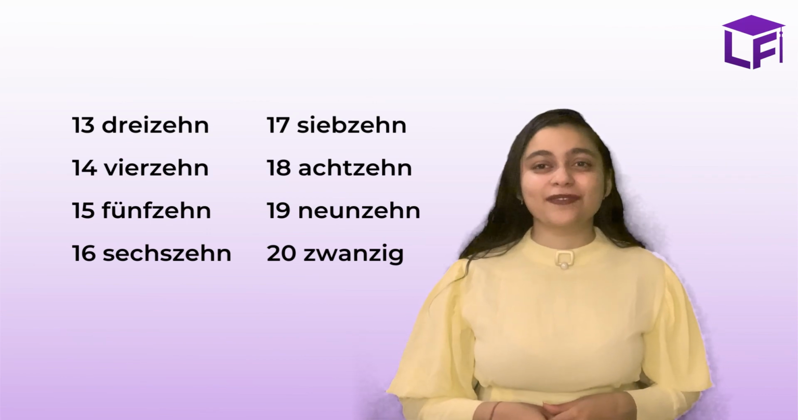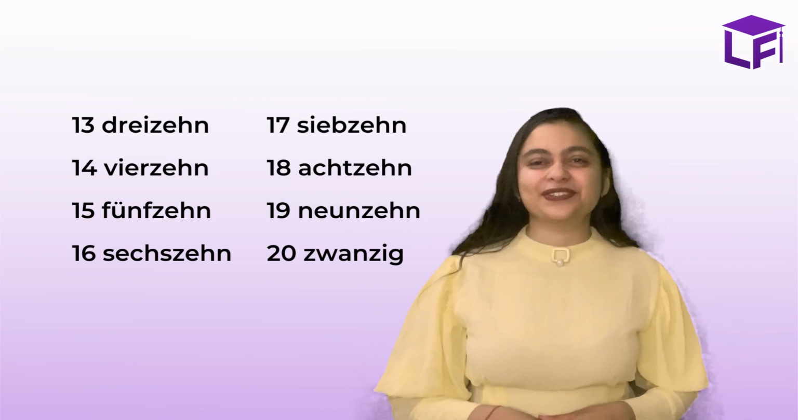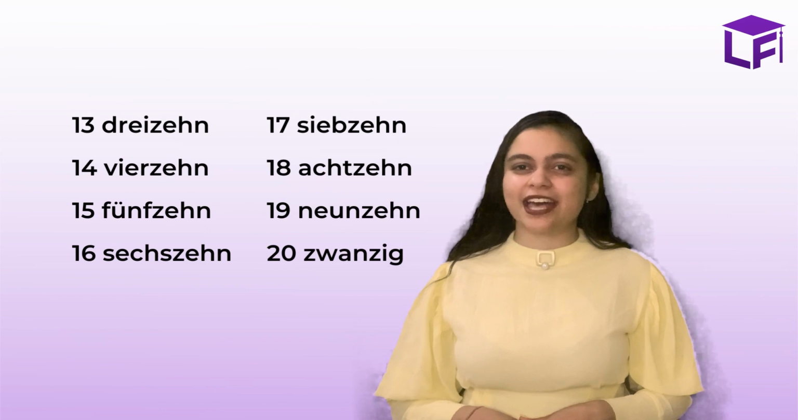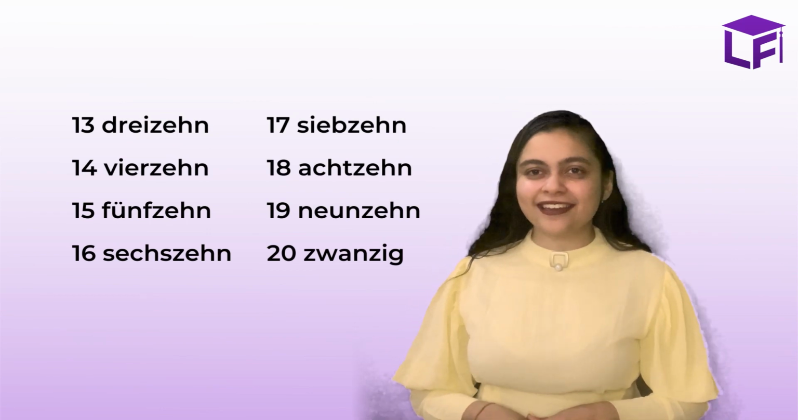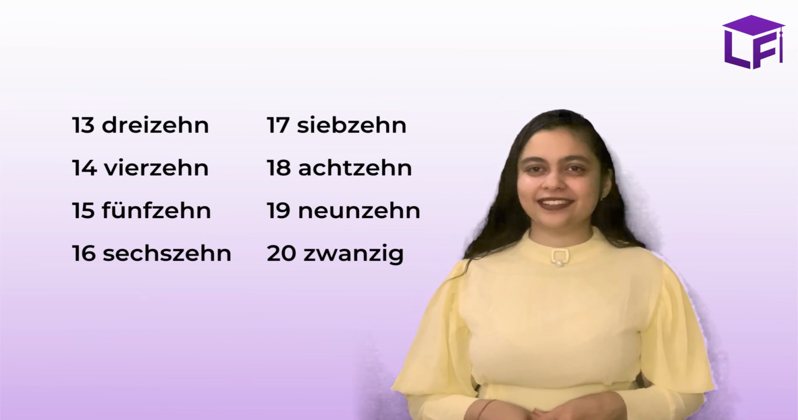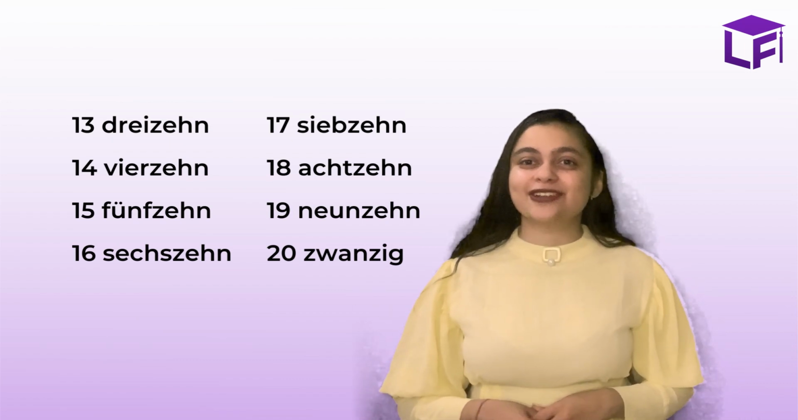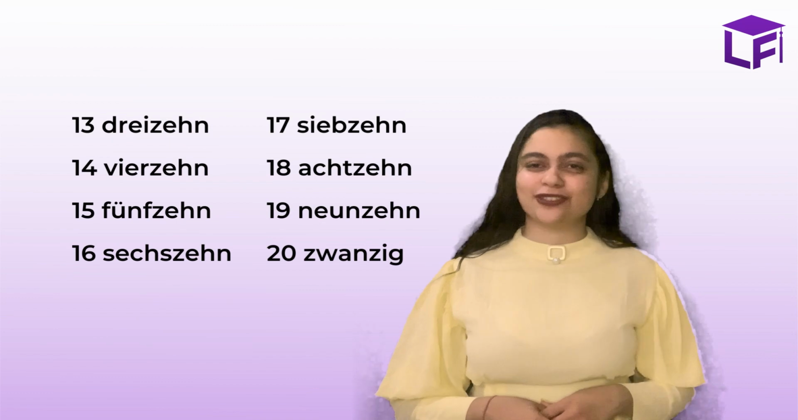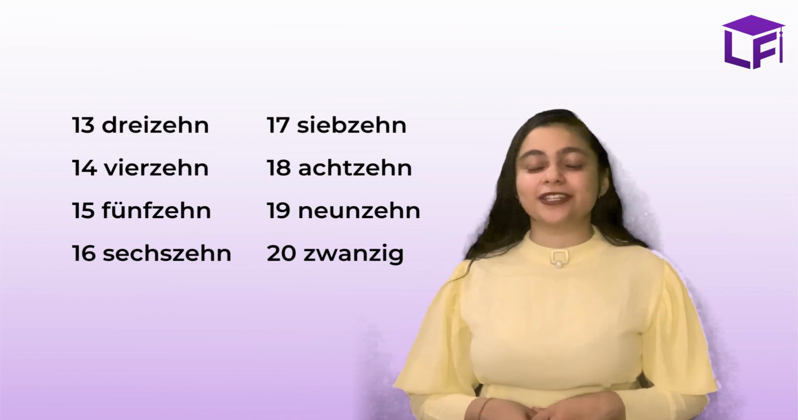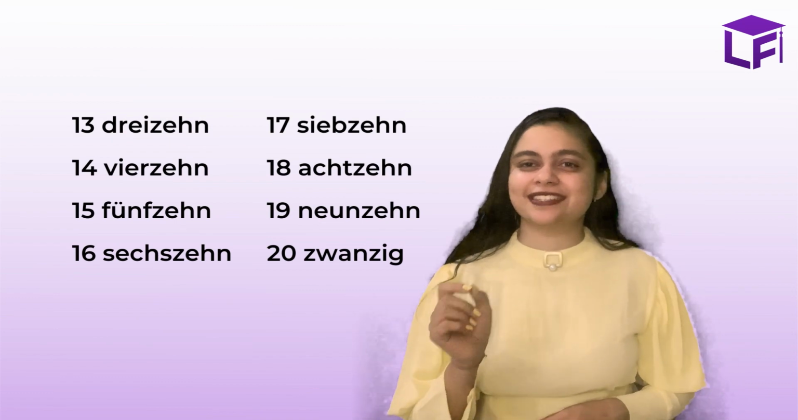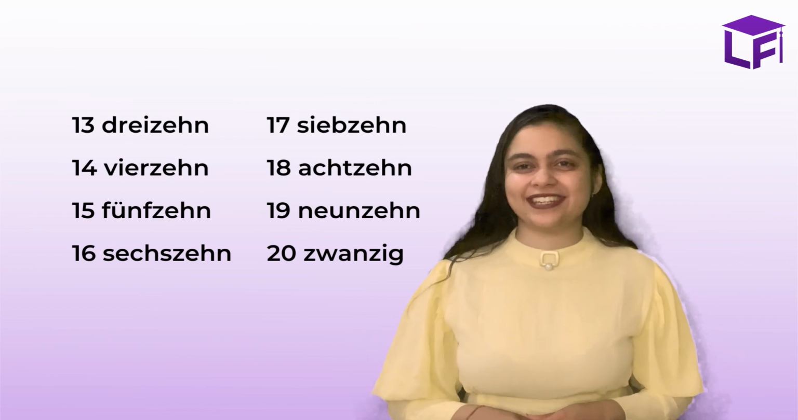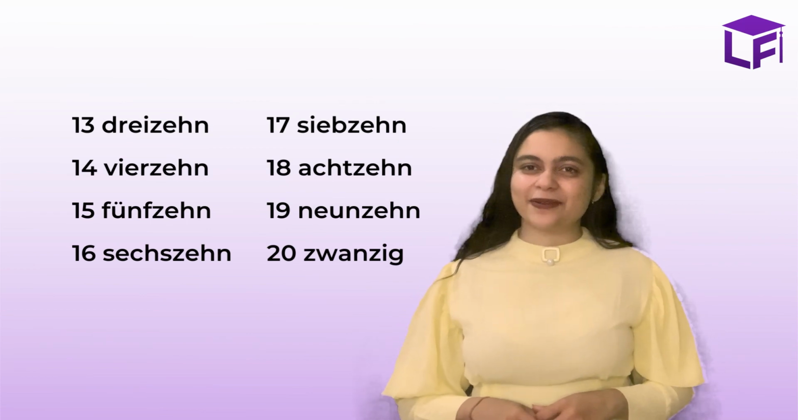Then the next one we have is 19. So 19 in German is pronounced as 19. Then the last one here is 20. So 20 in German is pronounced as 20. Okay, that's great, guys. We've come a long way from 0 to 20.